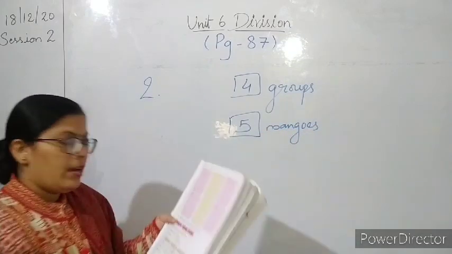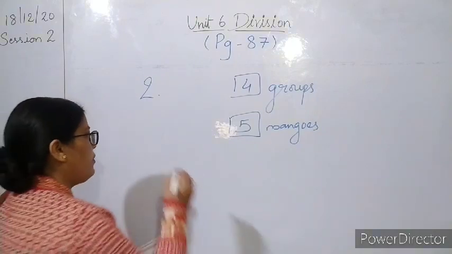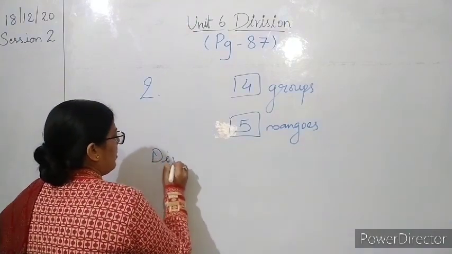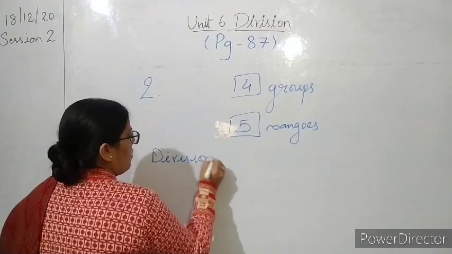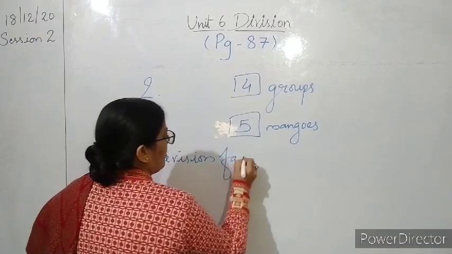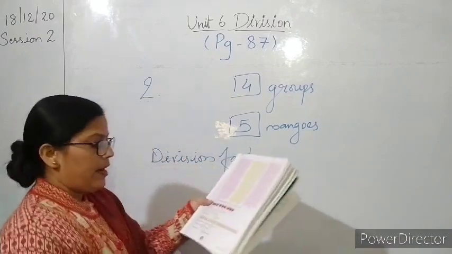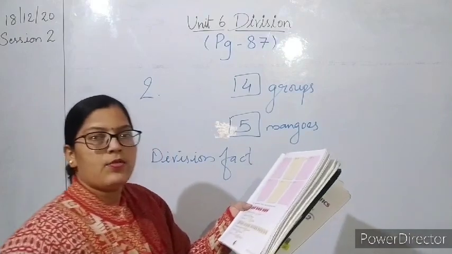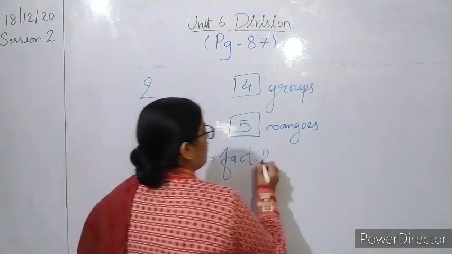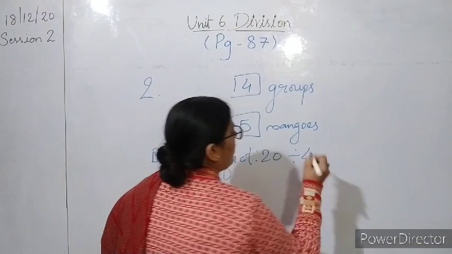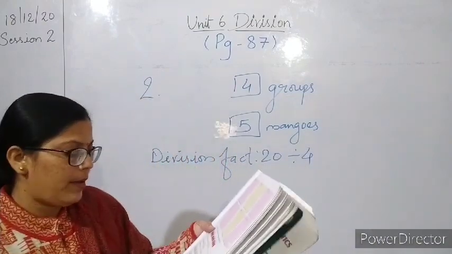Okay. Now in the third line the division fact is given. What is the division fact? The division fact written here is 20 divided by 2. Sorry, 20 divided by 4. It is 20 divided by 4.